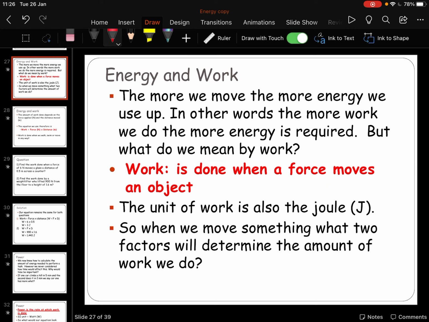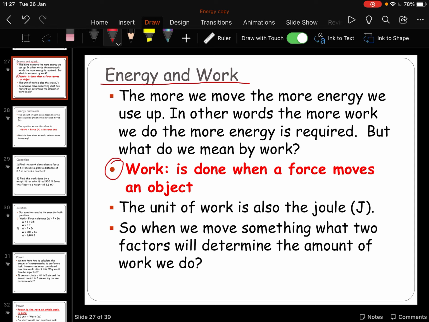Okay, now we're on to a new topic, work. So next heading, energy and work. The more we move, the more energy we use up. In other words, the more work we do, the more energy is required. But what do we mean by work? Well, work is done when a force moves an object. That's all it is. That's your definition. What is work? Work is when a force moves an object.